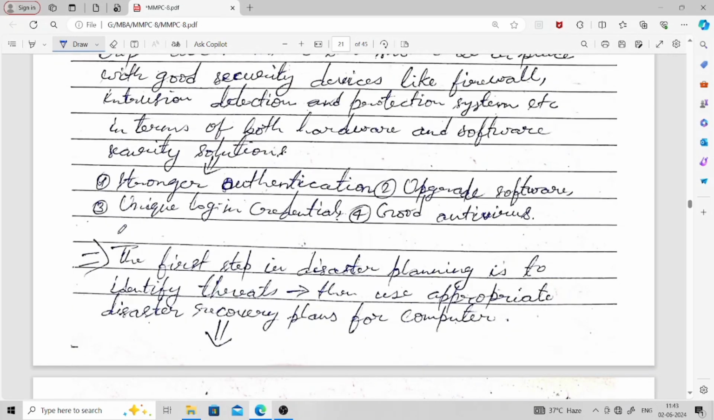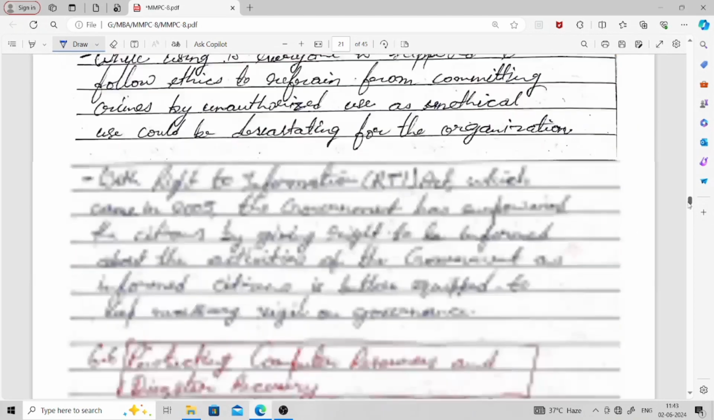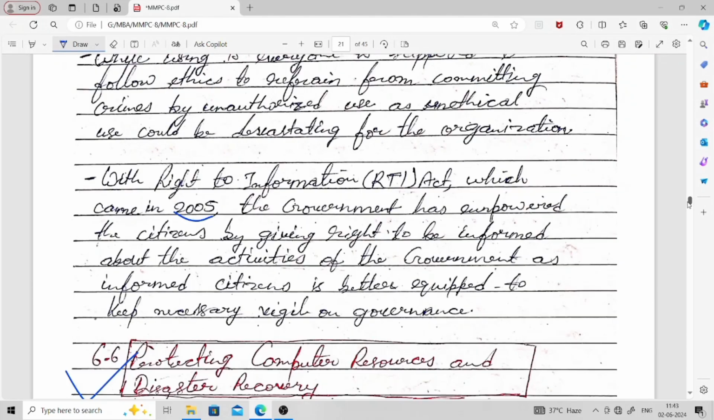Then we have stronger authentication, and for that purpose we can use upgraded software, unique login credentials, and a good antivirus. So these are the measures which we can use for protecting our computer resources. So that's about ethics in information, or you can say how we can protect our computer resources.